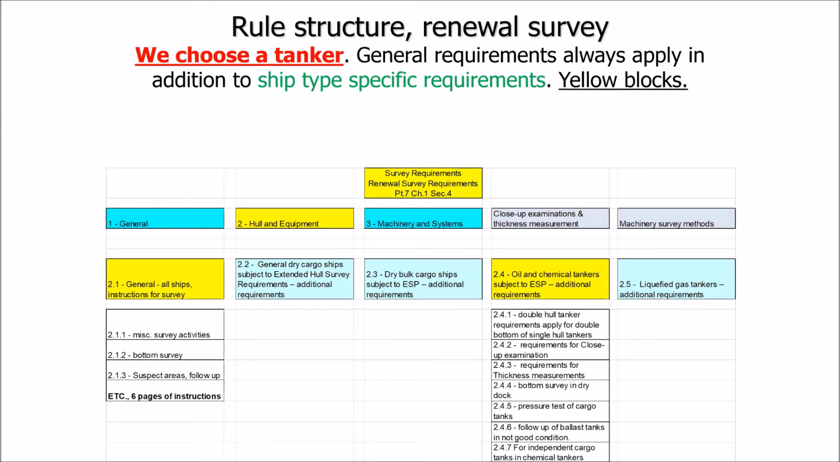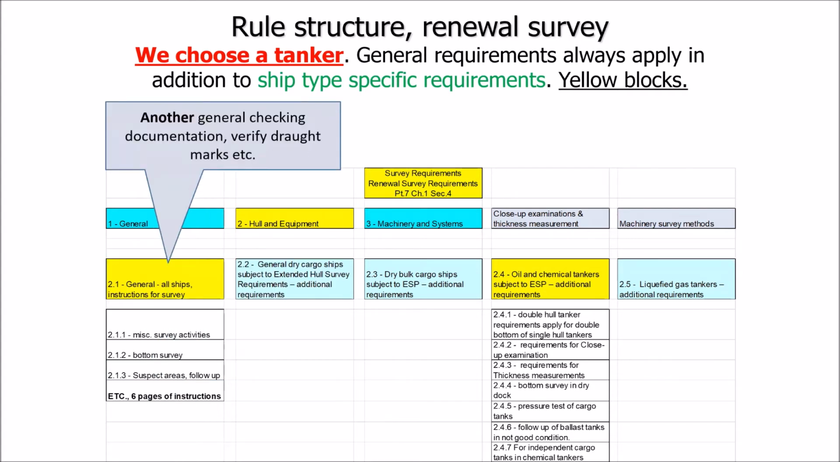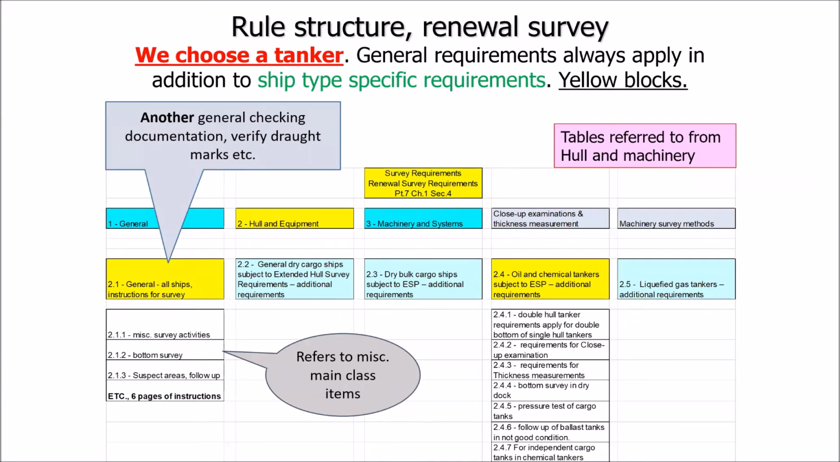But the other one has 6 pages of instruction about how to do these surveys, how to check the windlass, how to check the tank, how to check whatever it may be. So journal checking, documentation, verified draft marks, etc. here first, and then this one here refers to miscellaneous main class items. It should be actually pointing at 211 here, so I don't know what's happening with this. And the tables referred to from hull and machinery are those about close-up examinations, thickness measurement. We're going to have an exercise about this, as I said, and the machinery survey methods as well.